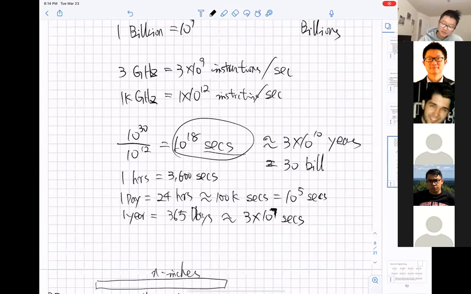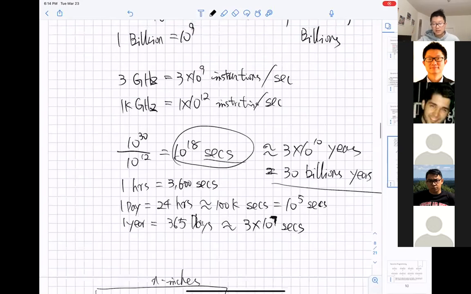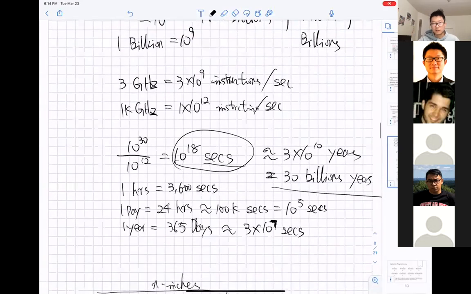So this is basically equivalent to around 30 billion years. Which means that if we're given a rod of length 100 inches, even with the most powerful computer in this world, it is going to take around 30 billion years to calculate the optimal solution.